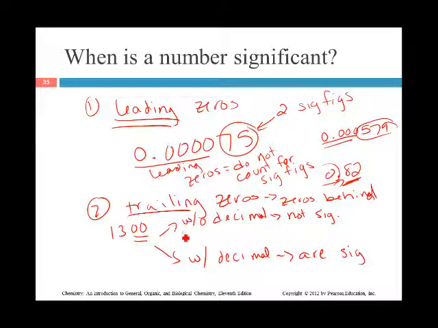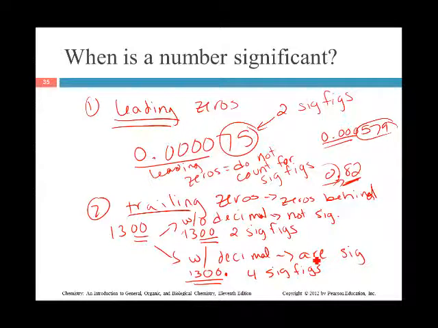For instance, if I have that 1300, there's no decimal written here. Therefore, those zeros don't count. There's only two significant figures here. If I were to put 1300 and then put a decimal at the end, that decimal means that all four of those count. So there's actually 4 sig figs here. If you physically see a decimal there, that makes all those zeros count at the end. If you do not see a decimal, they do not count.